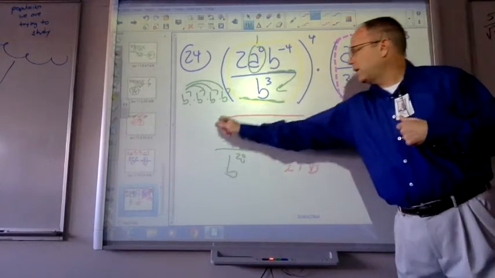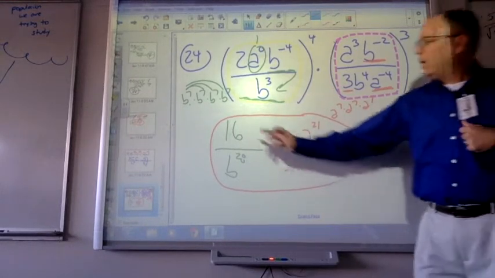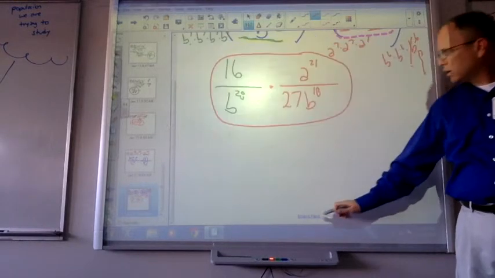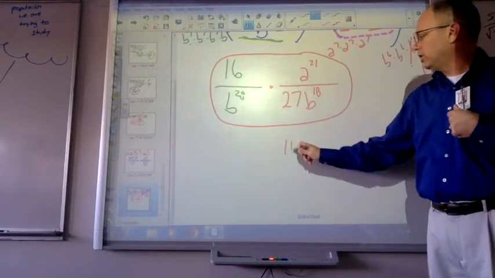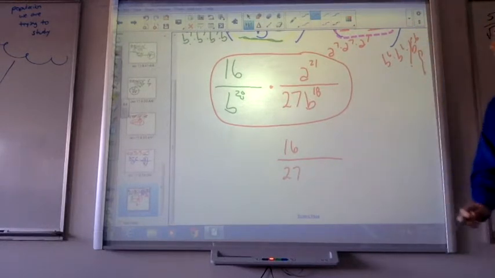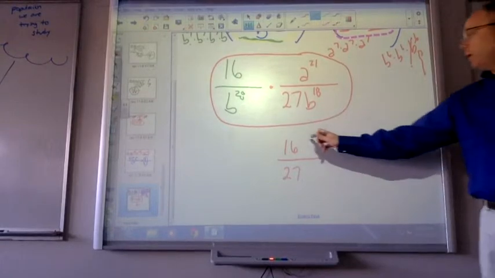So now I have to figure out what to do with these two fractions. Will 16 and 27 reduce? Nope. They're going to just stay as is. So 16 over 27. Okay? Are there any a's on top that will cancel with any a's on bottom in a tug of war? Are there any a's on top that I can combine with any other a's on top? So how many a's do I have on top? A to the 21.